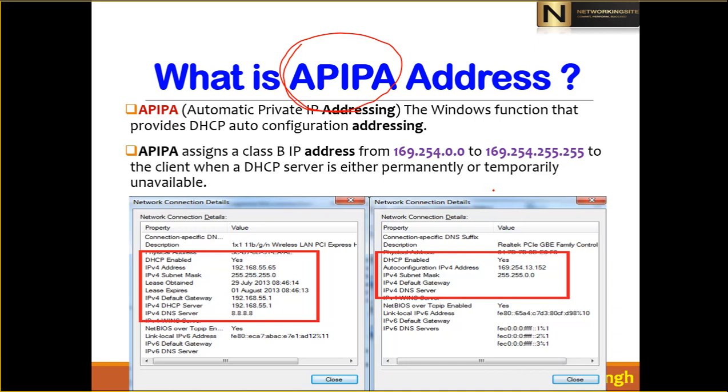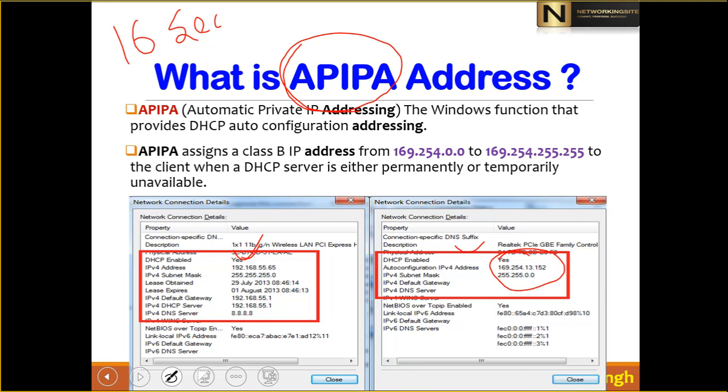So the computers that are using a DHCP IP address will get an APIPA address after 16 seconds. This is the maximum time, meaning within these 16 seconds they will get an APIPA address.